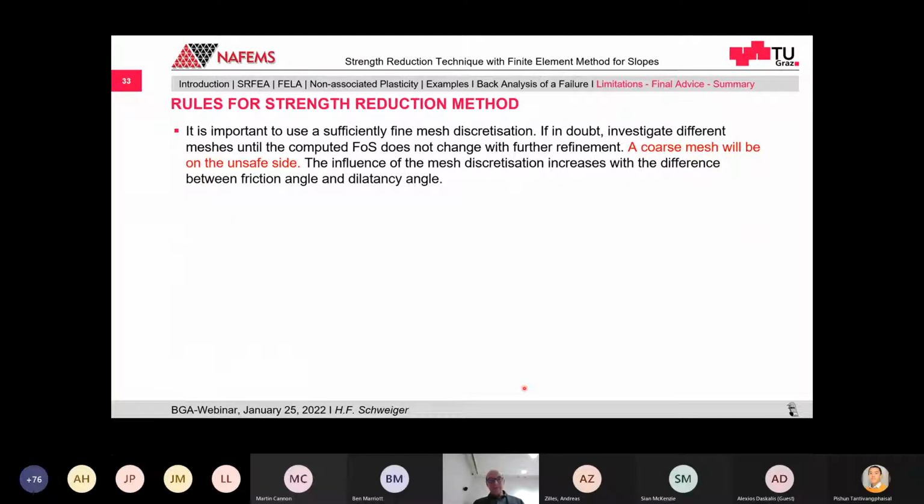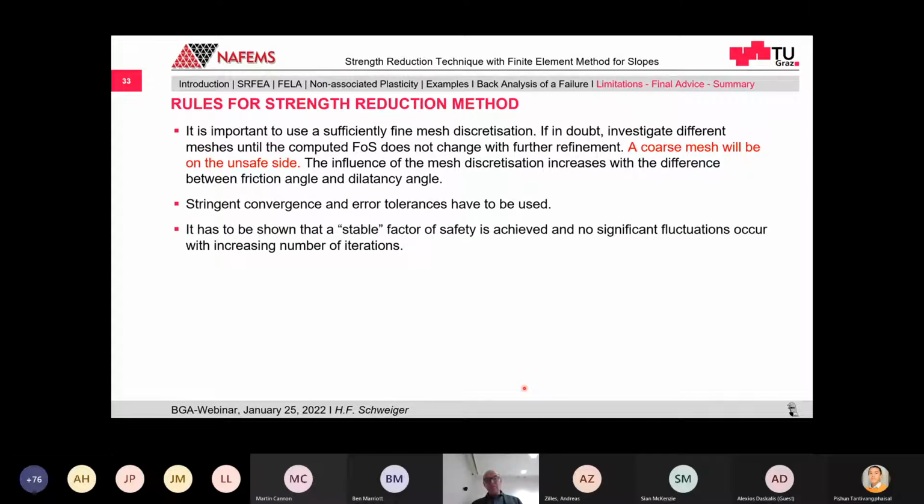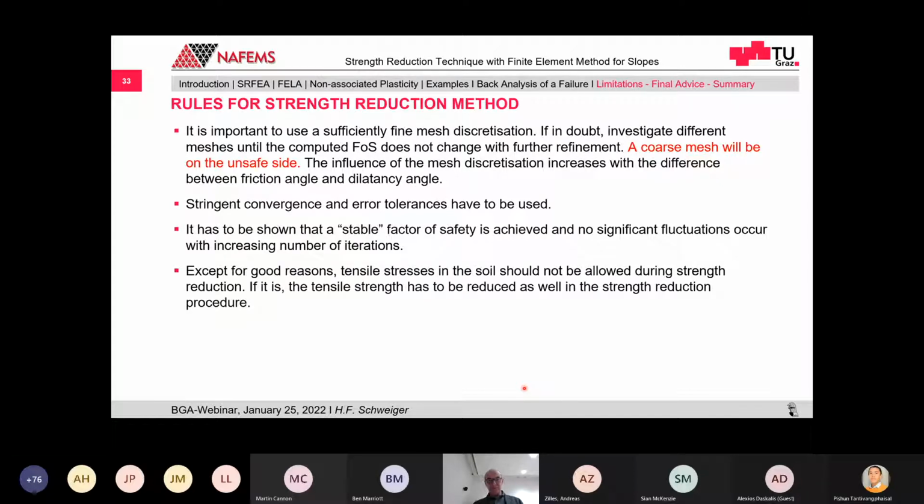Some rules, I mentioned that already. You need a sufficiently fine mesh discretization. So if in doubt, check different meshes. A coarse mesh will be on the unsafe side. And actually the influence of the mesh discretization increases with the difference between friction and dilatancy angle. That's also coming in. You have to use very stringent convergence and error tolerances. Of course, I cannot give you any general rules, because each code uses that in a different way. You have to be clear that you have a stable factor of safety and no significant fluctuations occur.